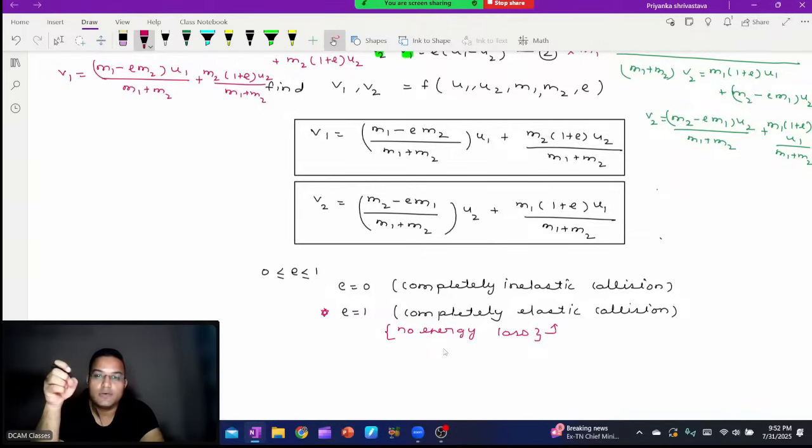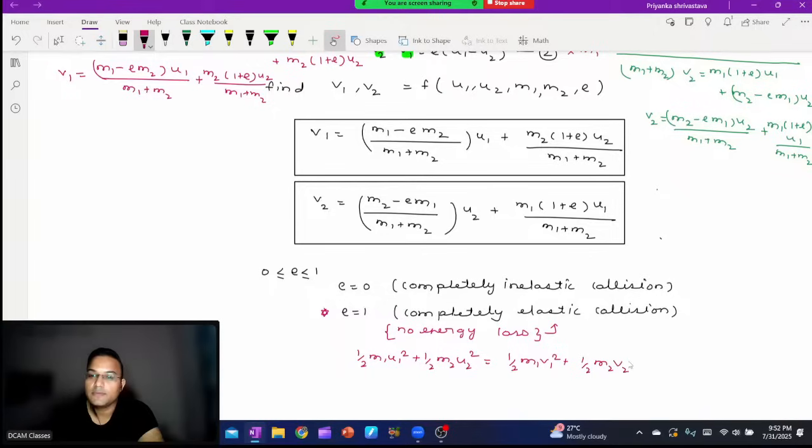So during the collision, some amount of energy is lost. That's why you can never do conservation of energy. But in the case of completely elastic collision, there is no energy loss. So in the case of completely elastic collision only, you can use half m1 u1 square plus half m2 u2 square will be equal to half m1 v1 square plus half m2 v2 square. Only in the case of completely elastic collision, remember this. In no other case can you do this.